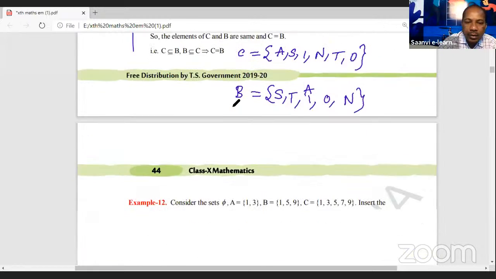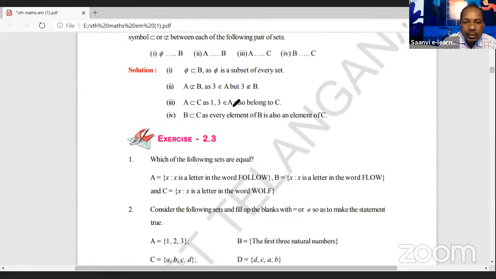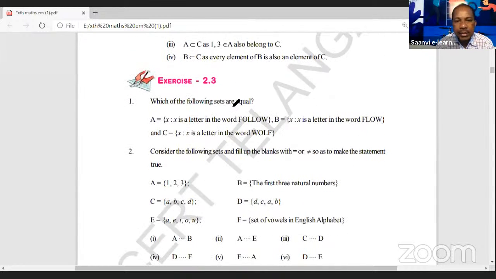Right. Now, let us see exercise 2.3. All of you open exercise 2.3. The first question is given, which of the following sets are equal?